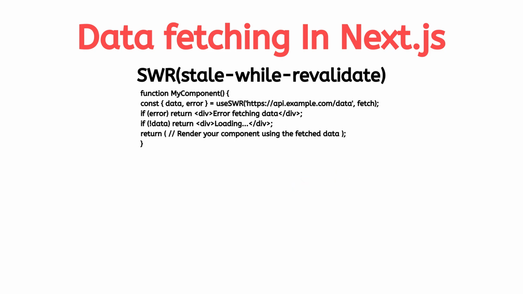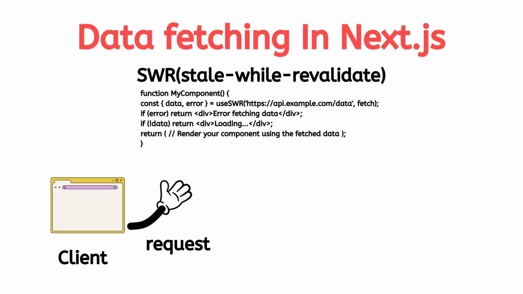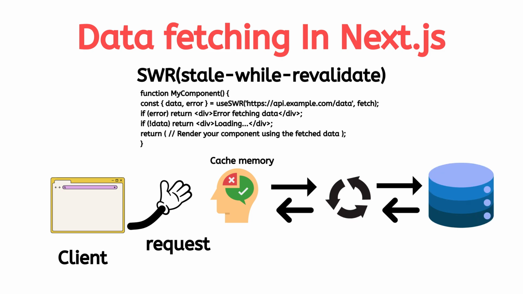So the third one is the SWR library, which stands for stale-while-revalidate. That means every time the user requests that particular page, it will fetch the data from the cache, which is a stale cache, and then once it is served to the browser, it will send the fetch request to the backend and fetch the updates if there are any available on the database side, and again it will update the cache with the new data.